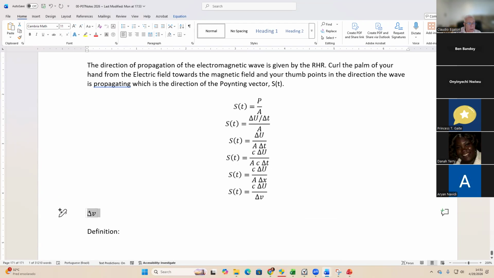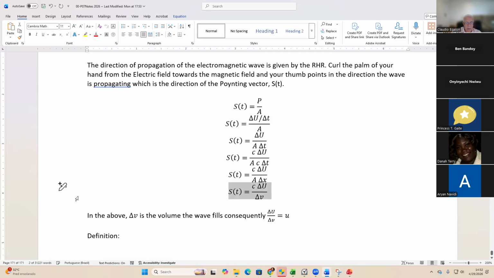Let's see, in the above, delta V is the volume the wave fills. Okay? Consequently, we have that delta U over delta V is going to be equal to the energy density of the wave.